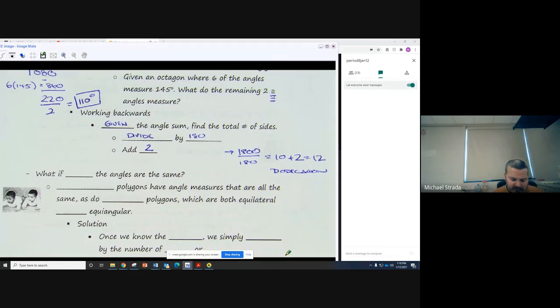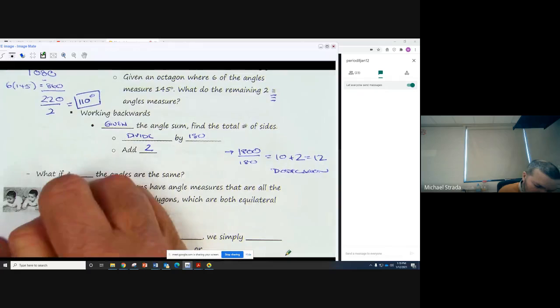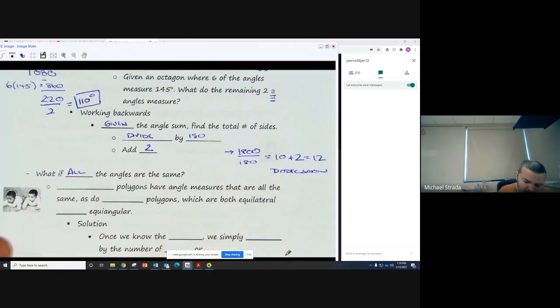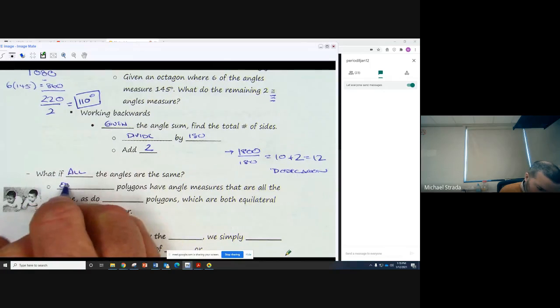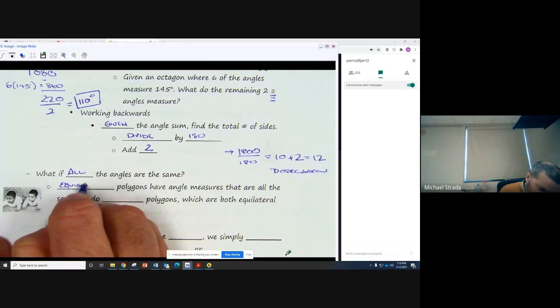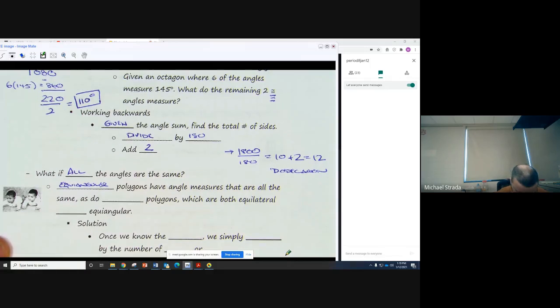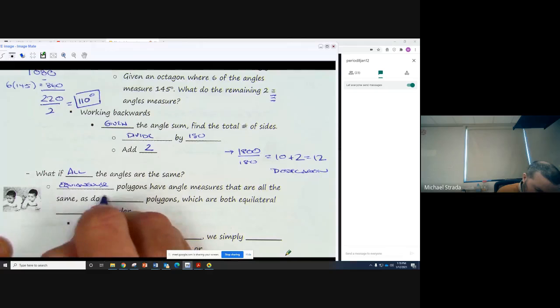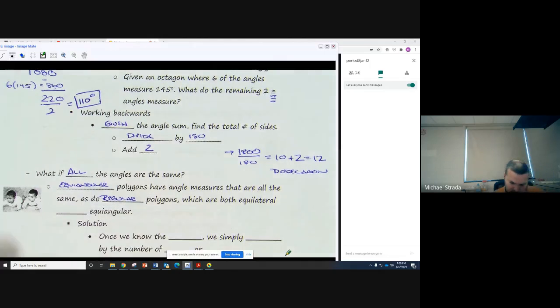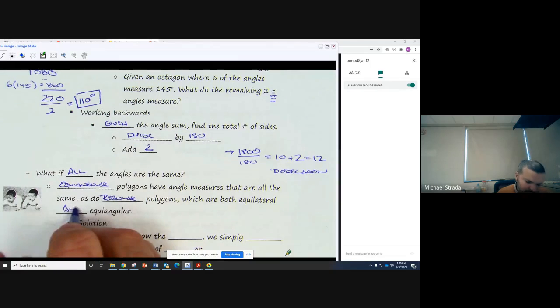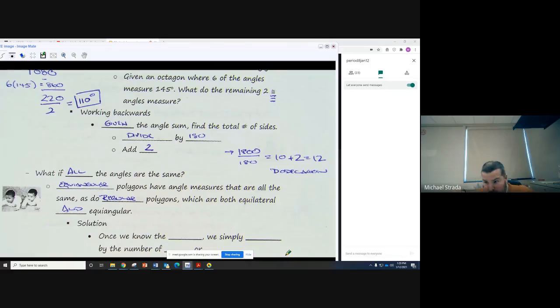All right, now we have special polygons. What if all the angles are the same? Equiangular. Equiangular polygons have angle measures that are all the same, as do what we call regular polygons, which are both equilateral and equiangular. All right, so if they tell you it's a regular polygon, all the angles are the same.